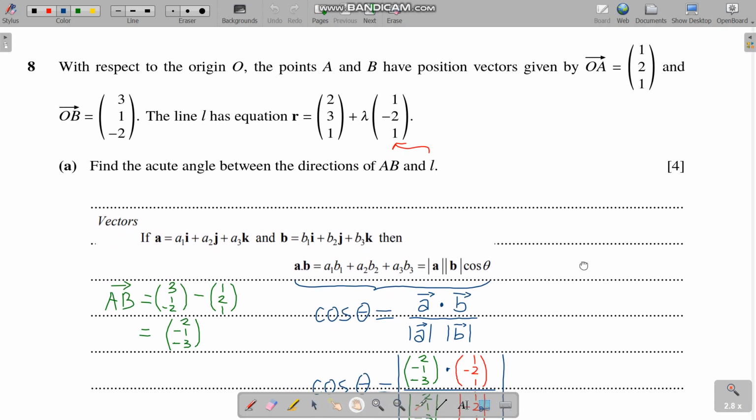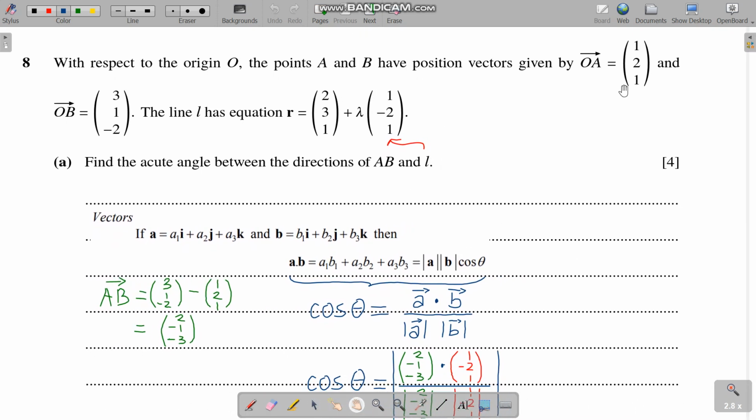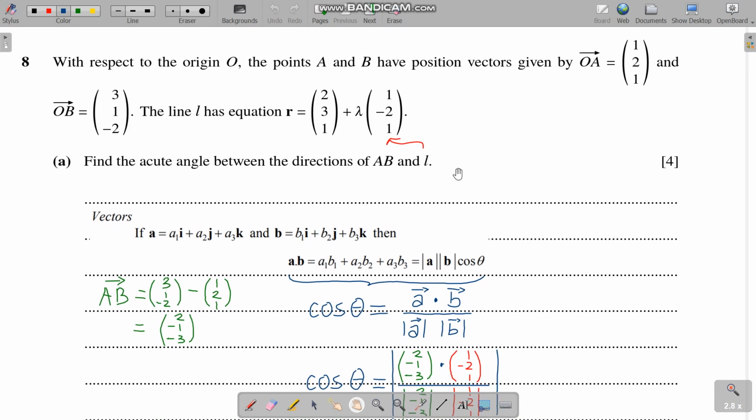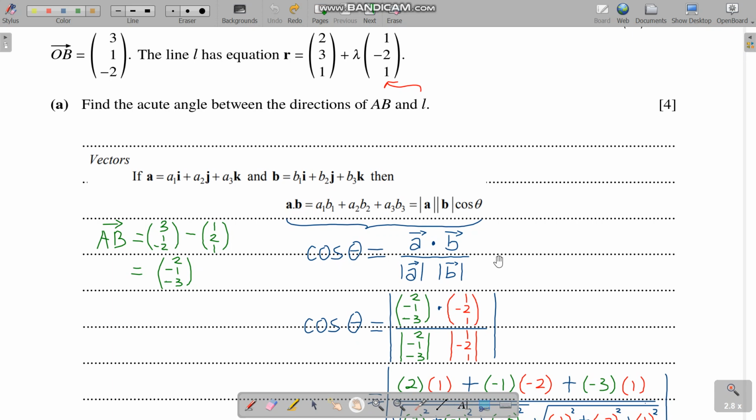Vectors. With respect to origin O, we have point A, point B, and line equation L, and we want the acute angle between the directions of AB and L. We have this MF19 formula for vectors, the dot product formula. If you rearrange it, you get A dot B divided by the magnitude of A times the magnitude of B, so just divide both sides by the magnitudes. This is the form we're going to use.